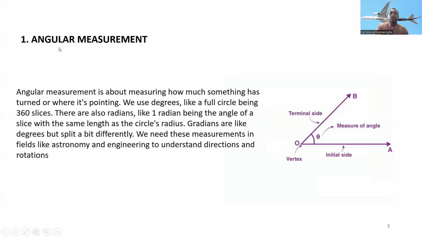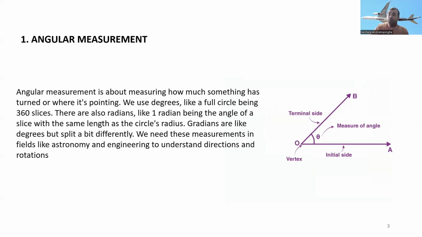The first topic is angular measurements. Angular measurement is about measuring how much something has turned or where it is pointing. Normally we use degrees, with a full circle being 360 slices. So for angular measurements, we are using degrees.